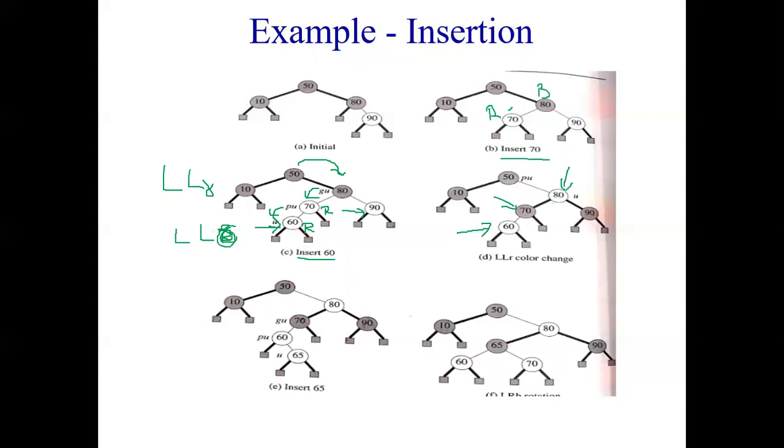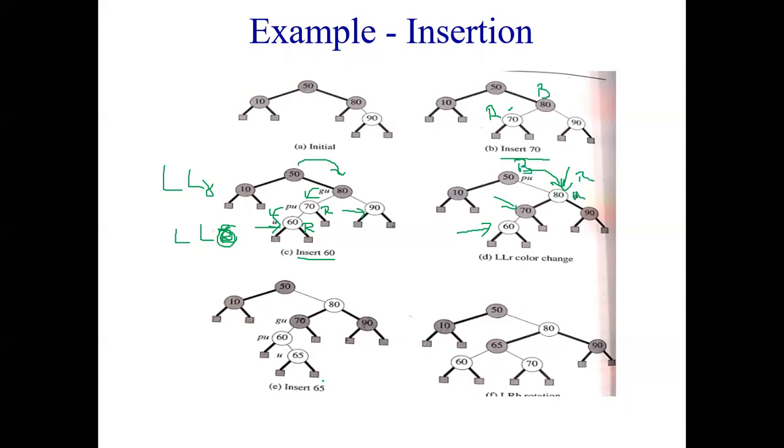So if the grandparent is not the root of the tree, then after making the grandparent red, you have to make the grandparent as U and its parent as PU, and you have to check both their colors. Now this node is red color and its parent is black color. So that won't create any imbalance, right?